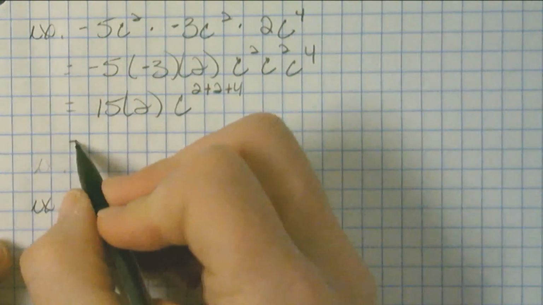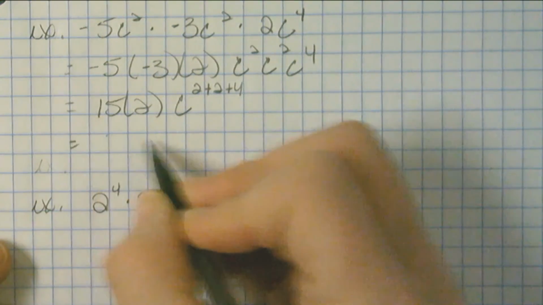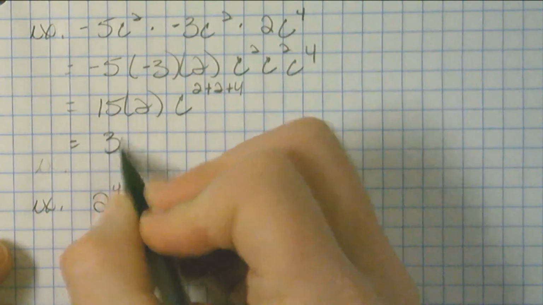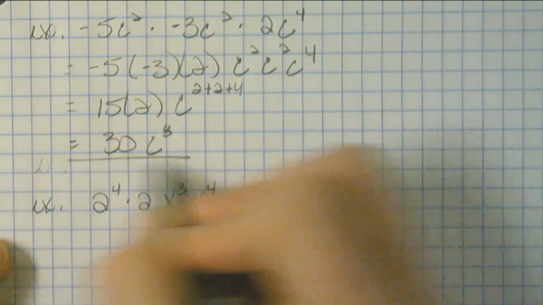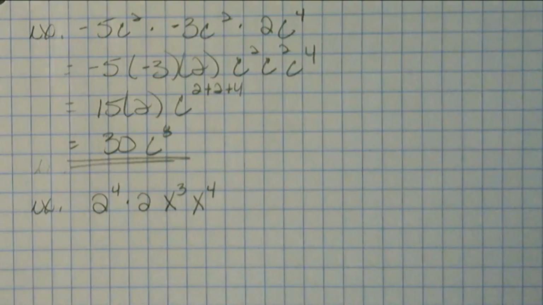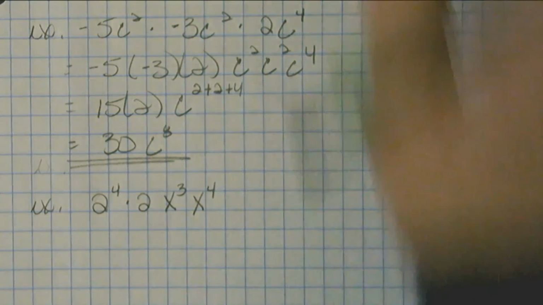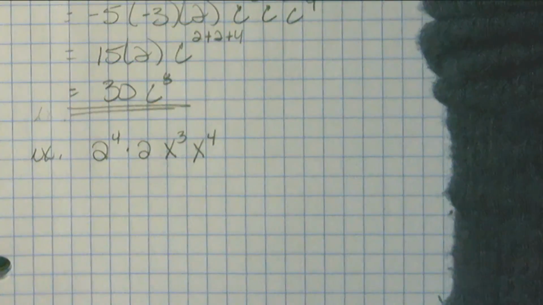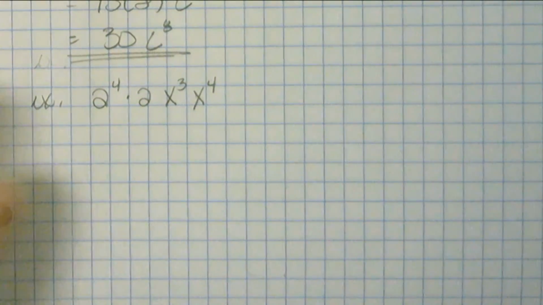All right? So I have 30 times c to the 8th. Your coefficient should always come first before your variable. So although c to the 8th times 30 is the same thing as 30 times c to the 8th, the rule is you put the coefficient before the variable. All right? Excellent work. Someone do that last one for me. Vincent?